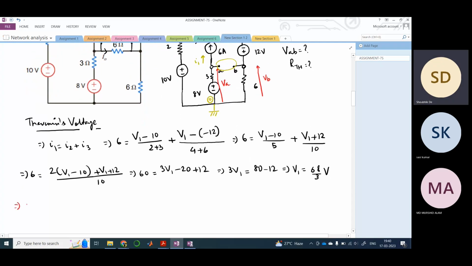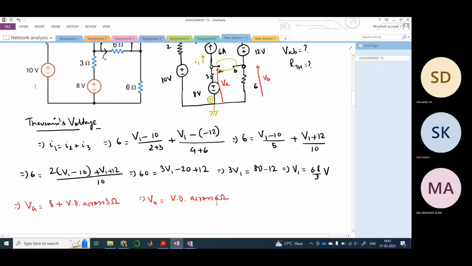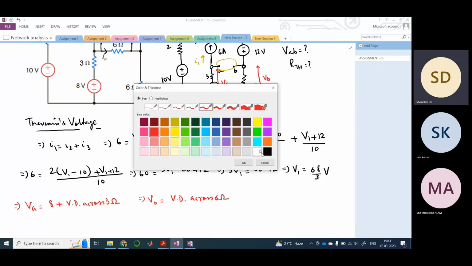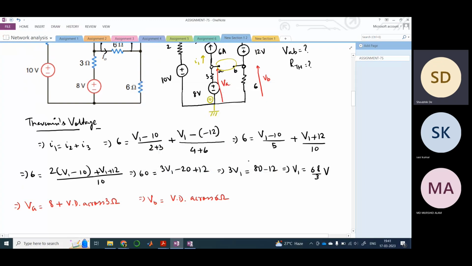VA is nothing but 8 volts plus the voltage drop across the 3 ohm resistor. And your VB would be the voltage drop across the 6 ohm resistor. So how do we calculate the drop? The current we already calculated using the nodal analysis.